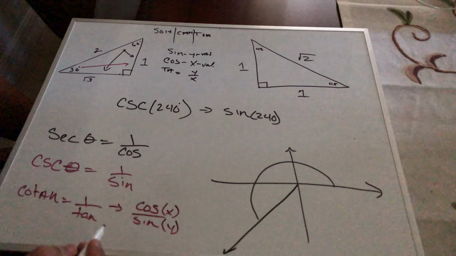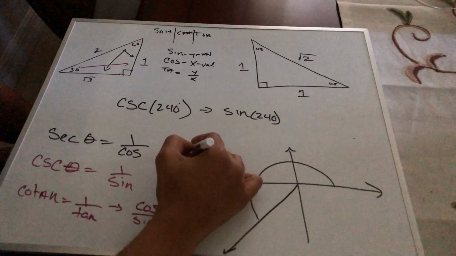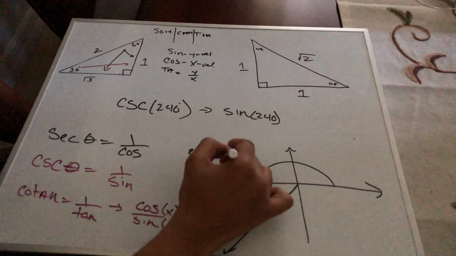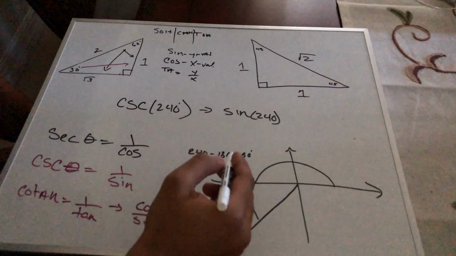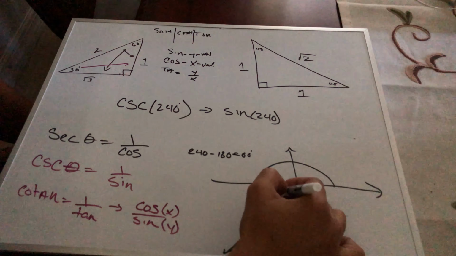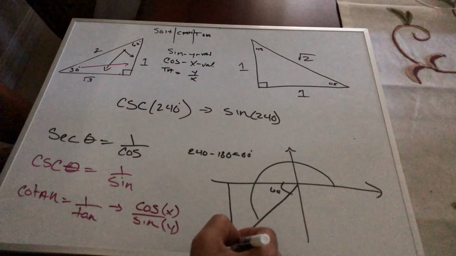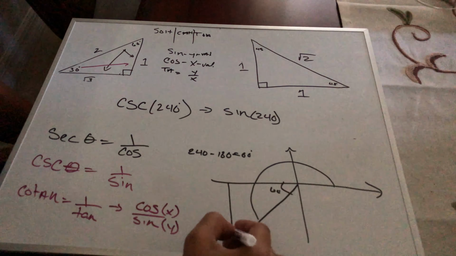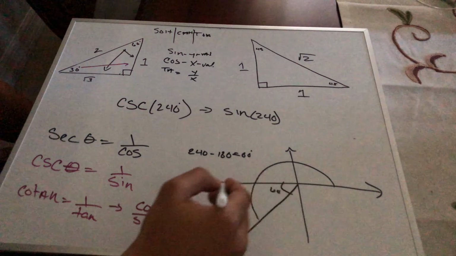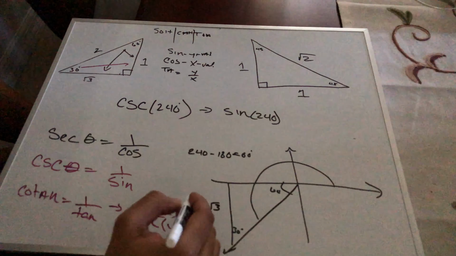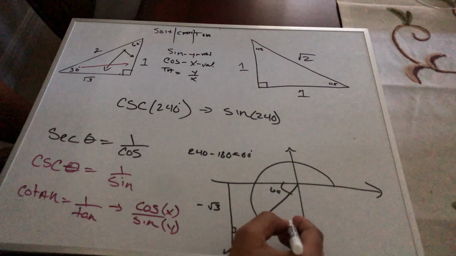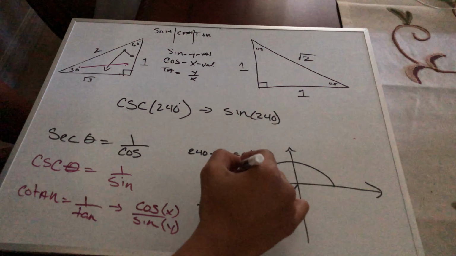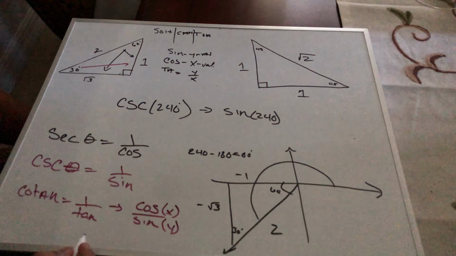Now, 240 minus 180 is 60 degrees again. Now, we know that this angle here is 60 degrees. That means when you draw your line down here, this angle right here is 30 degrees. Now, opposite of 60 degrees is square root of 3. This value becomes negative because your values are traveling negative. This remains as 2. And then this also becomes negative because your values are negative here.